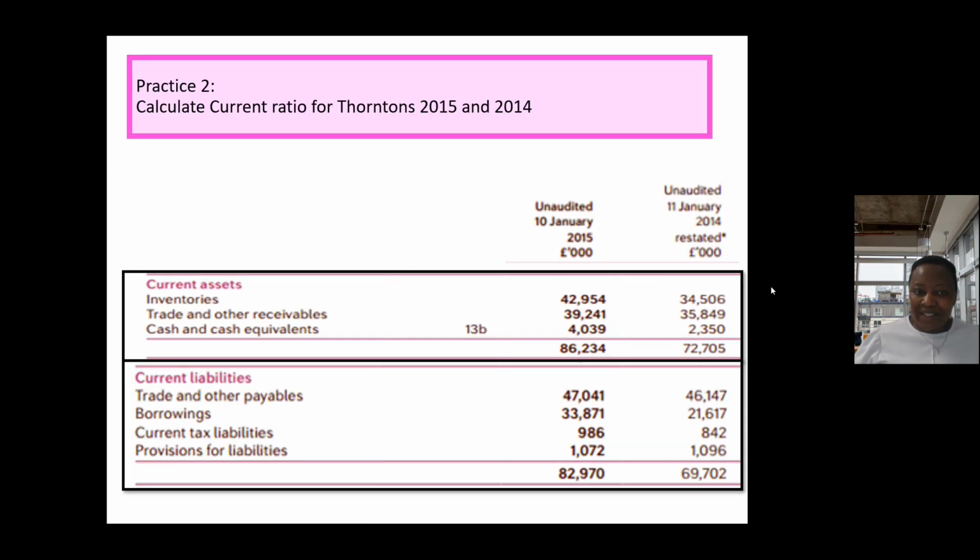So now let's do a quick practice. Do you want to pause the video and calculate this current ratio for 2015 and 2014? You'll find that in this question, you've been given current assets, and we've been told what current assets consist of here. It consists of the inventory, trade and other receivables, and cash and cash equivalents. And current liabilities, we've been told, are trade payables, the borrowings, so short-term borrowings, current tax liabilities, provisions for liabilities.